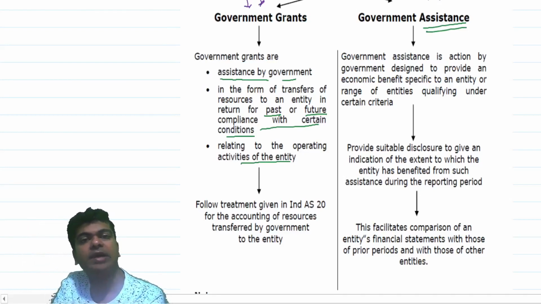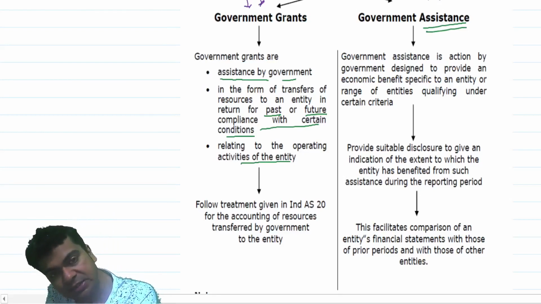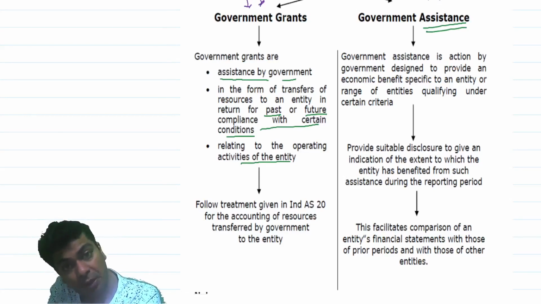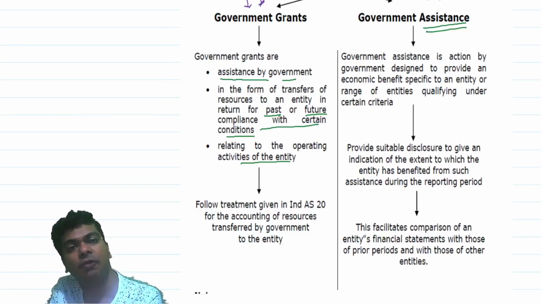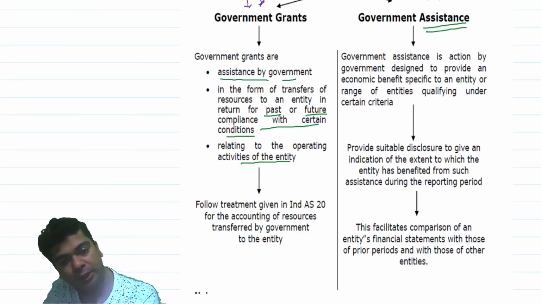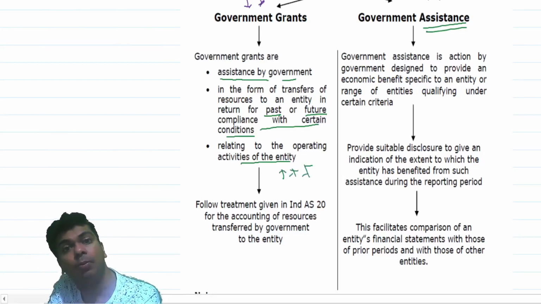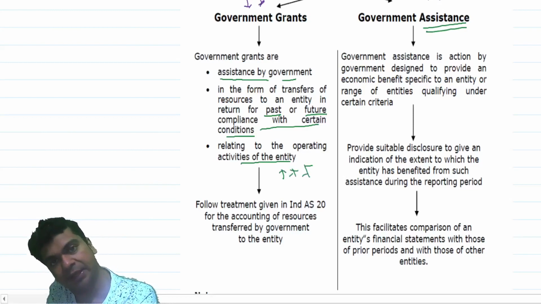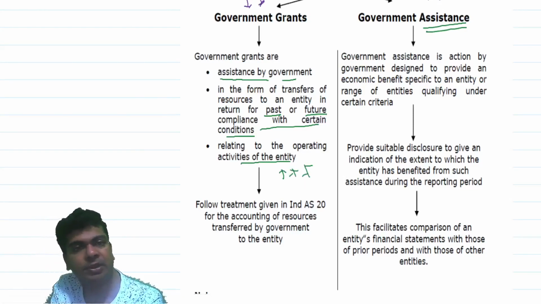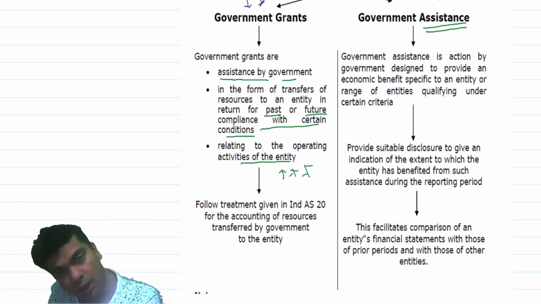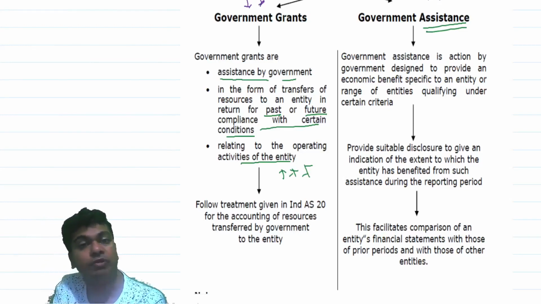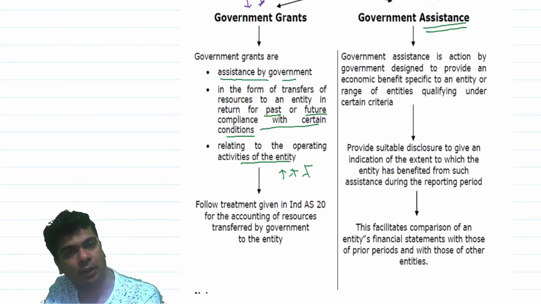Question is why? Why is the government giving us this kind of resources? Because you have already fulfilled certain conditions in the past, or you are promising the government that we will fulfill certain conditions in future. Okay, and the assistance has to be relating to the operating activities of the entity. If all the 3 elements are present, it's a government grant. Accounting of government grant will be then considered as per the provisions of Ind AS 20.